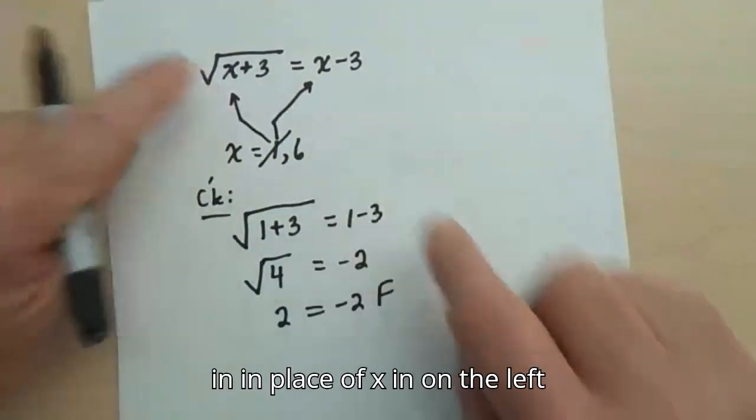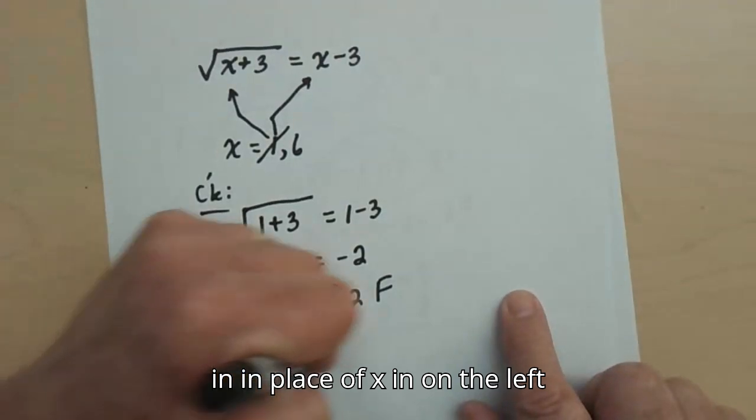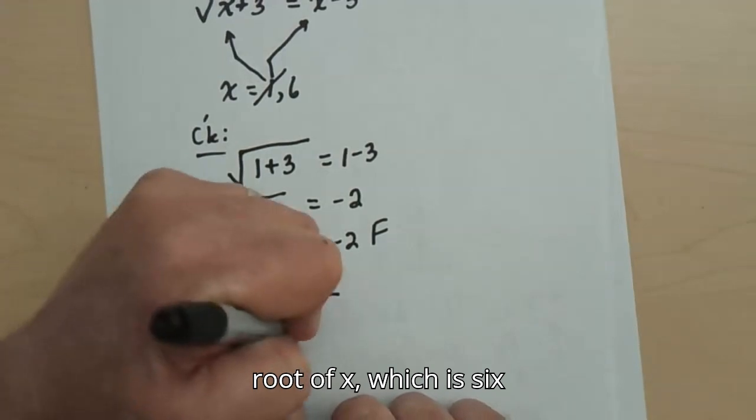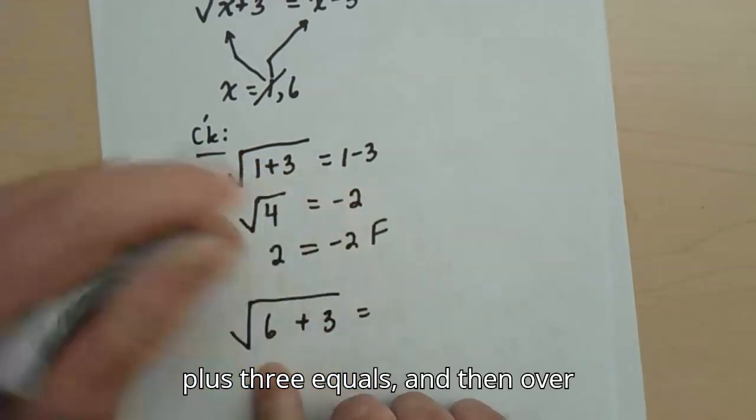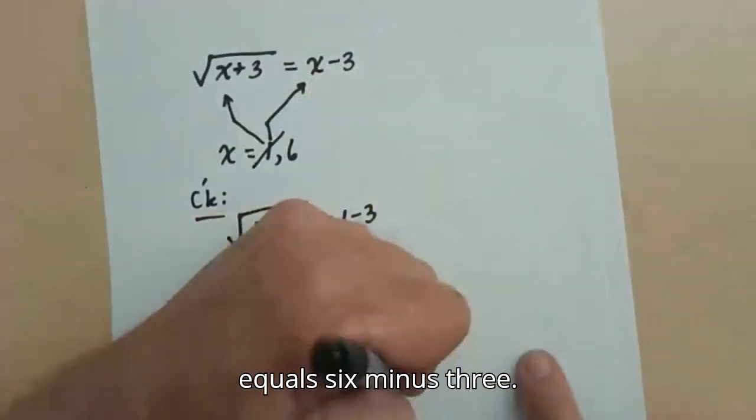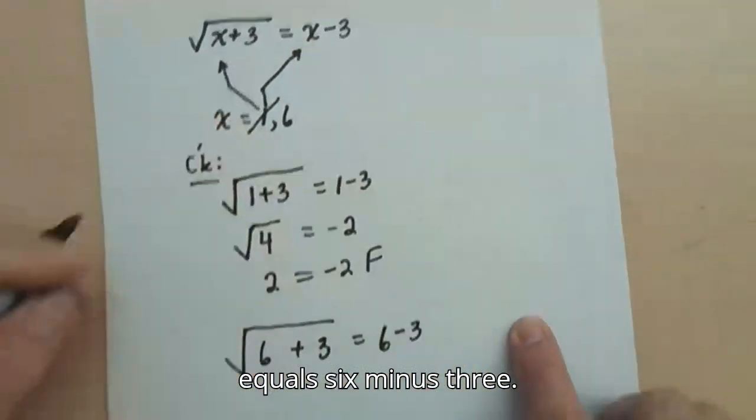And then I did the same thing with 6. I plugged it in place of x on the left side. So that would give me the square root of x, which is 6 plus 3 equals, and then over here, I plugged 6 in, which gave me equals 6 minus 3.